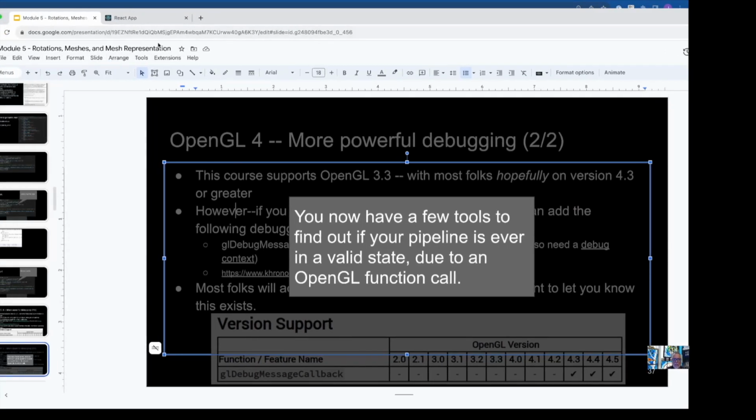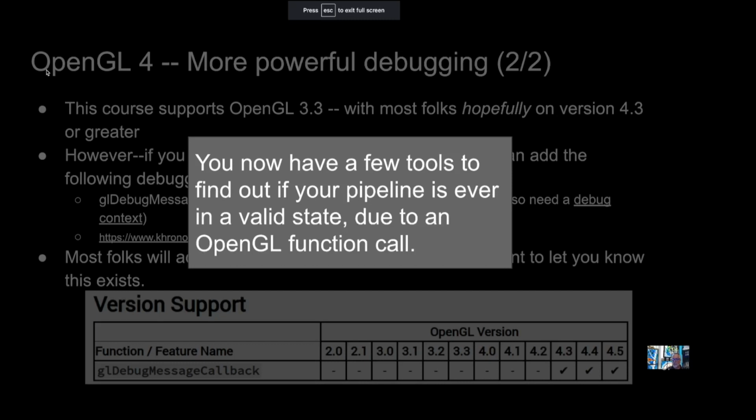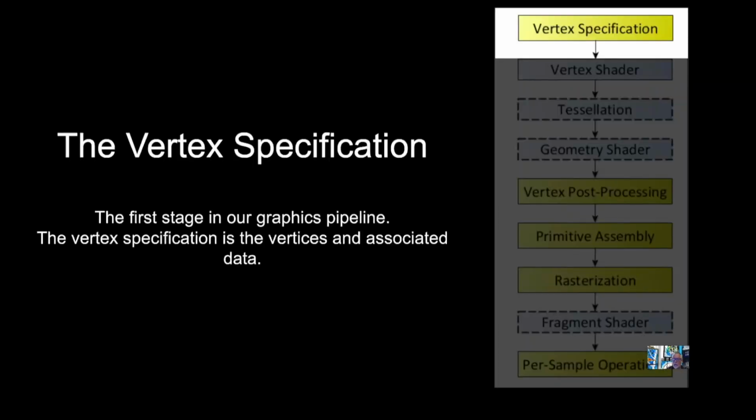So we have some tools that allow us to debug, and so now we know that for every time we interact with the state machine, we can say, did I do okay? It's like, okay, do something. Am I okay? Do something. Am I okay? That's basically what you want to do. So let's go through the pipeline.